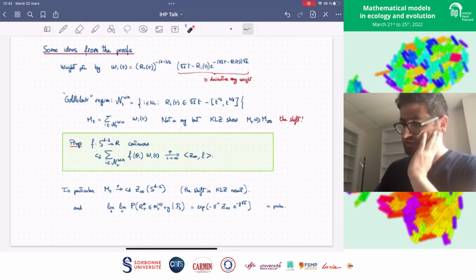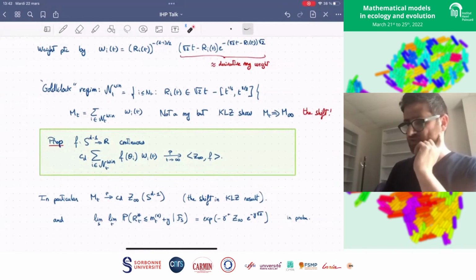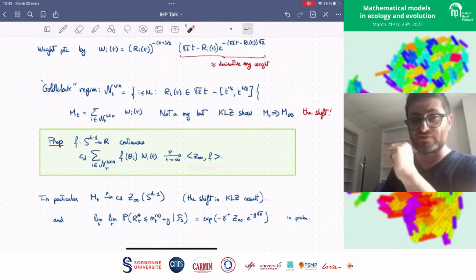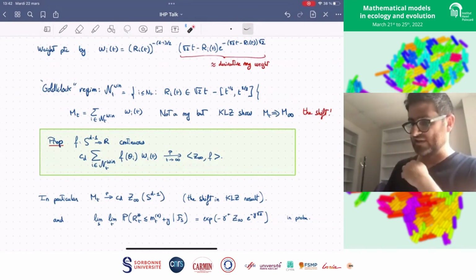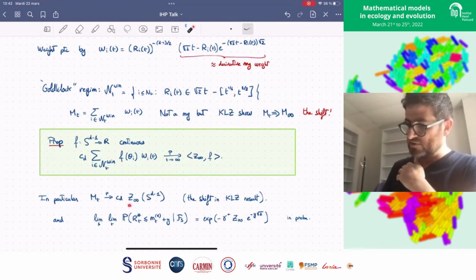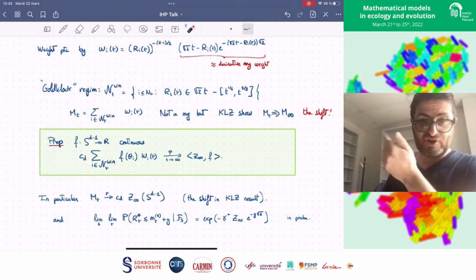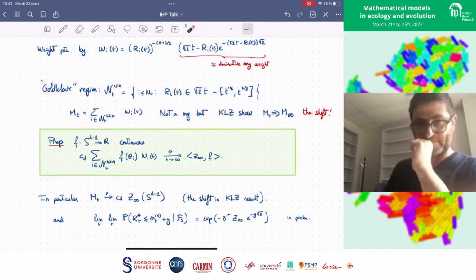What we show is that if you take any continuous function f and you sum f of the direction theta_i times this weight, then you will converge to our measure Z infinity integrated against f. That means that M infinity is actually our measure Z infinity of the whole sphere, up to a multiplicative constant.